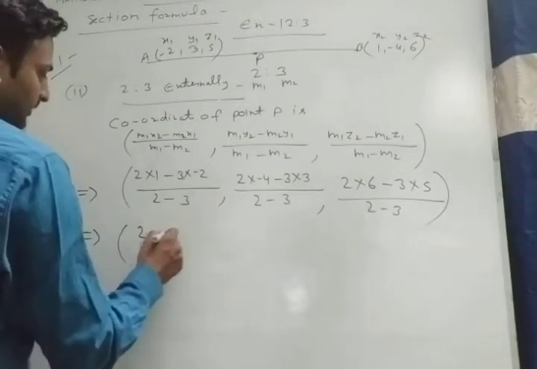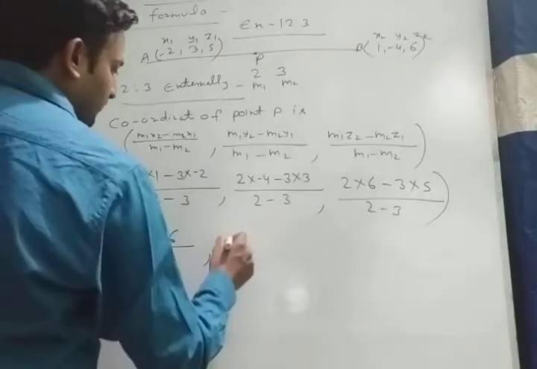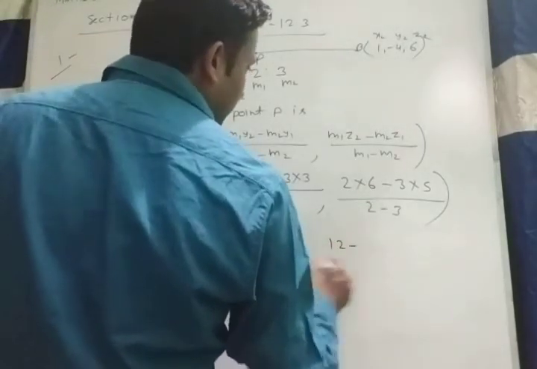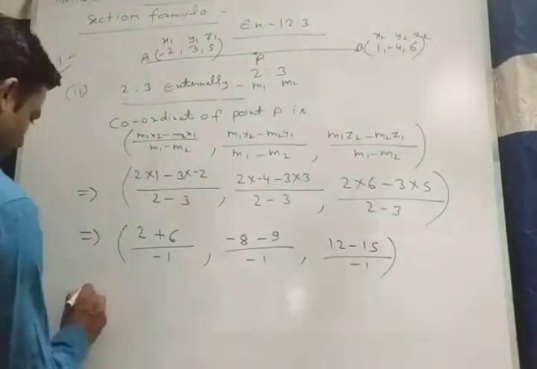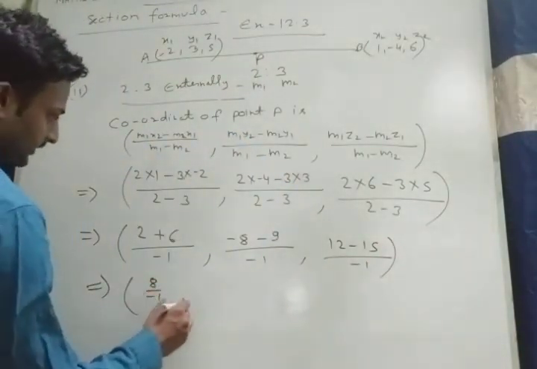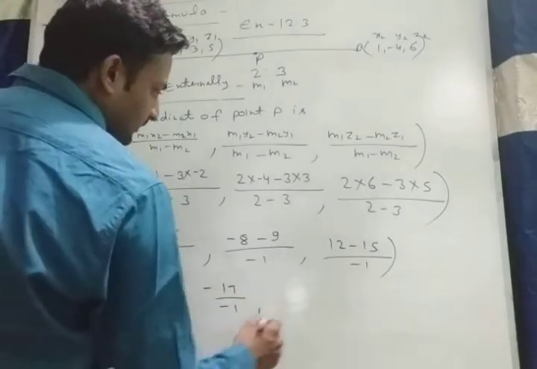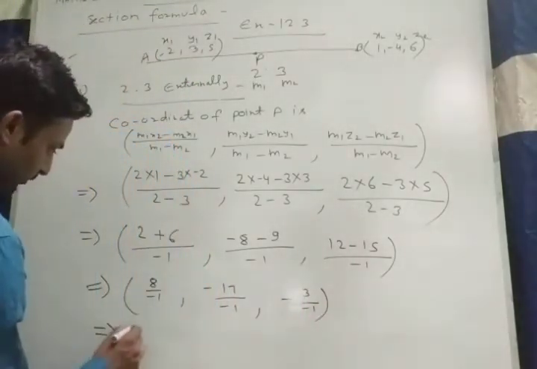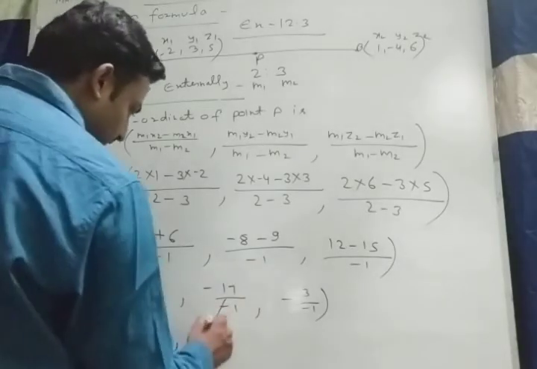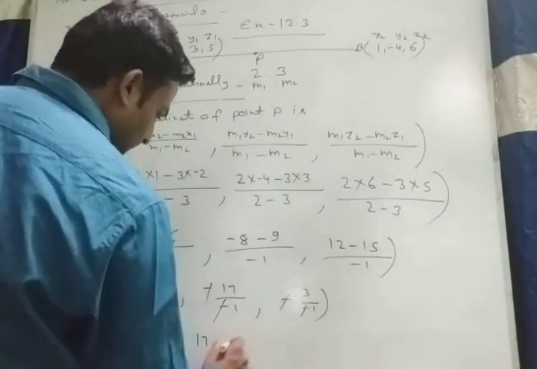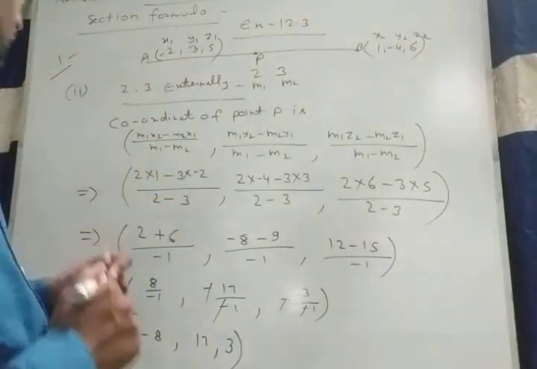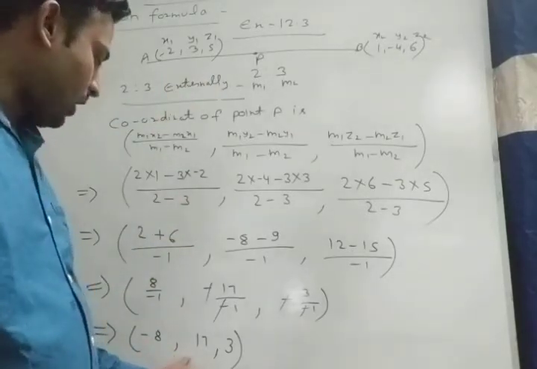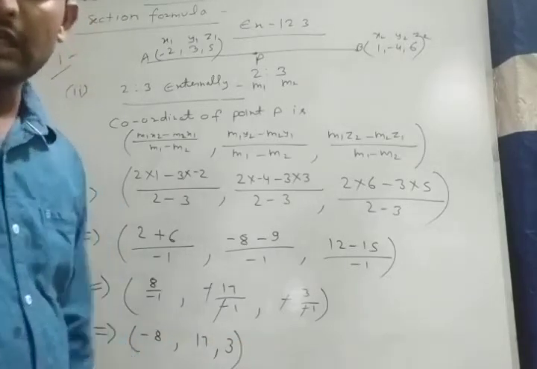After solving we get 8 by minus 1, minus 17 by minus 1, minus 3 by minus 1. So it will be reduced. So it will be minus 8, 17 and 3. So the coordinate of P in case of external division will be minus 8, 17, 3. This will be our answer.